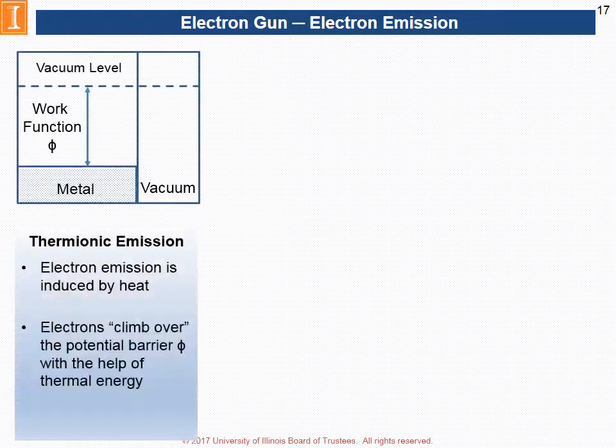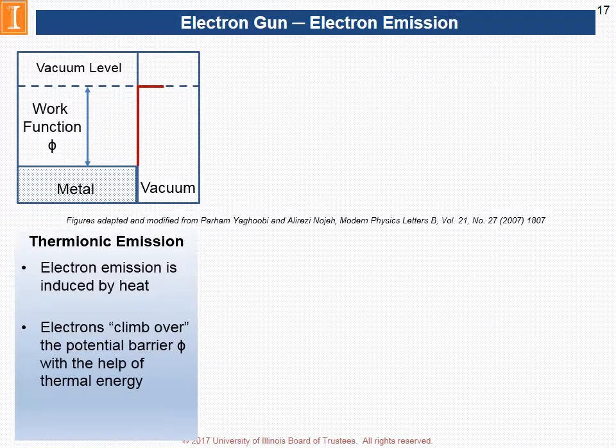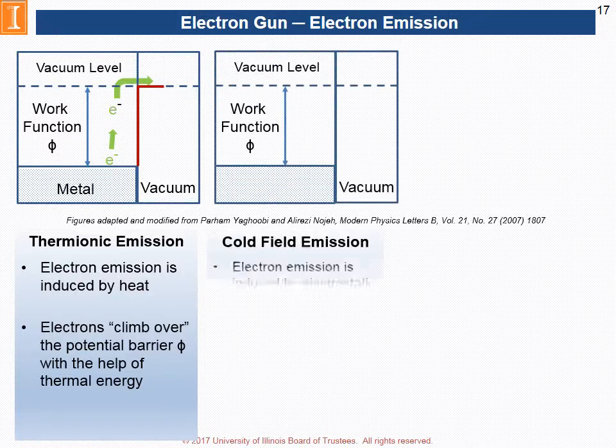There are three types of electron emission. The first one is thermionic emission, where electron emission is induced by heat. We can see that the potential barrier is not modified here. But with the help from thermal energy, the electrons are able to climb over the potential barrier to be emitted.